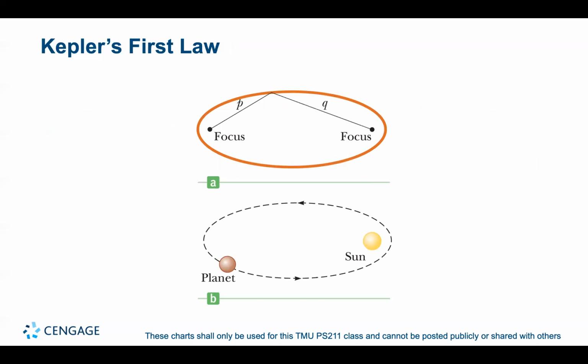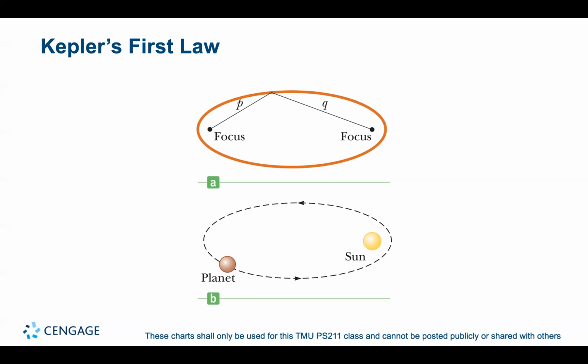So here we'll look at Kepler's first law. In the figure above, the sum P plus Q is the same for every point on the ellipse. In the solar system, the sun is at one focus of the elliptical orbit of each planet, and the other focus is empty. The first law arises as a natural consequence of the inverse square nature of Newton's law of gravitation. Any object bound to another by a force that varies with 1/r squared will move in an elliptical orbit.